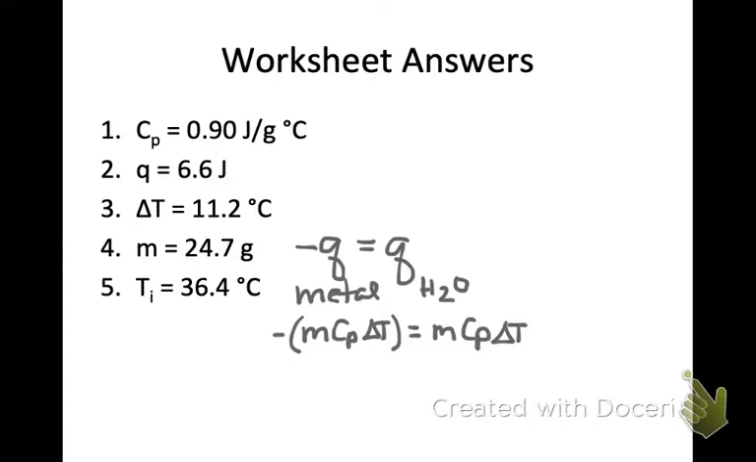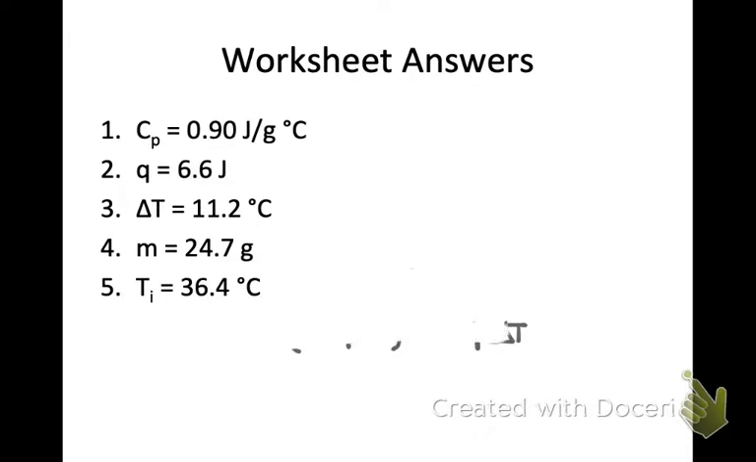Number 5 was a challenge problem. So that one you should have gotten an initial temperature of 36.4. Again, this is going to be set up the exact same way. So let me show you the work for that one so that you know how that one was solved. I'm just going to erase this to give me some room.